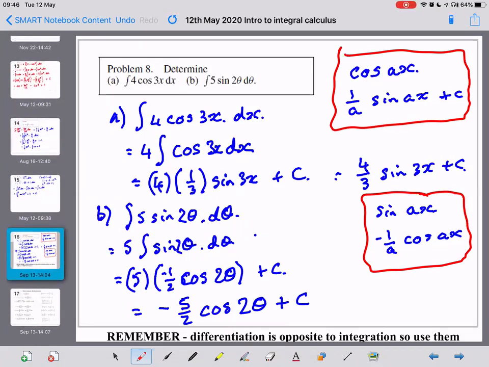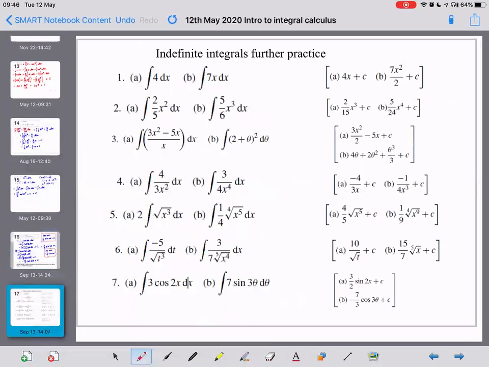So in your handouts, you've got some indefinite integral further practice to have a go at, and you need to work on those so that you get this down to a fine art and get used to rearranging these formally. You've got your answers you should get in the square brackets. And I'm here to help if you need me. Either speak up or put something in the chat, and I will help you out. Okay, practice, practice, practice.